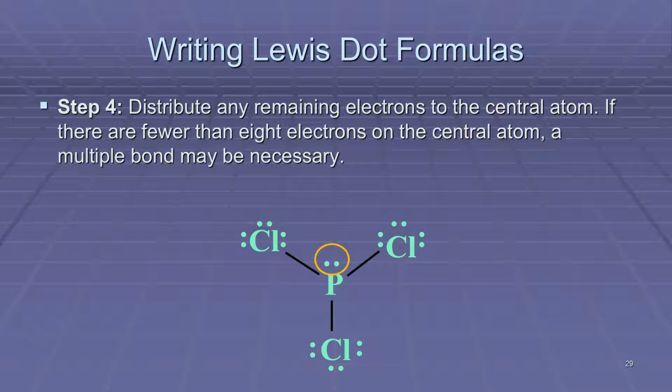So again, first distribute the electrons to the peripheral atoms. Then, if there are still more electrons, you always put them on the central atom. And then you want to double check, and even after you've distributed all the electrons, if the central atom still doesn't have 8, then you will have to make a double bond or a multiple bond. We'll see some examples of that in a minute.